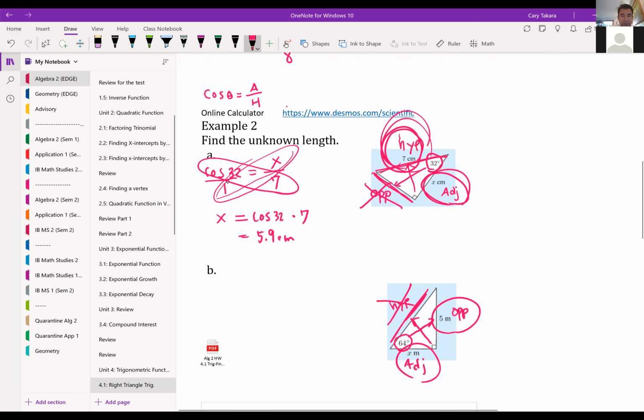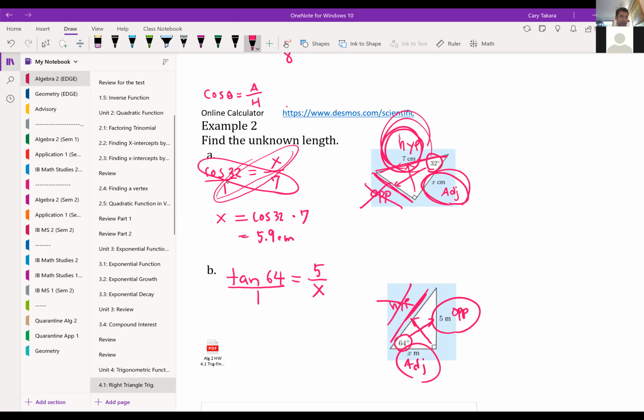Okay, so tangent of 64 equals opposite over adjacent, wasn't it? So it is 5 over x. And we're going to write tangent of 64 as tangent of 64 over 1, and we're going to cross multiply.